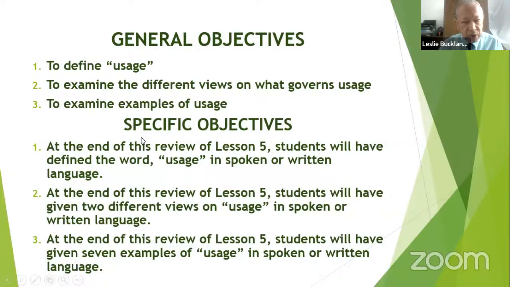The specific objectives are: 1, at the end of this review of lesson 5, students will have defined the word usage in spoken or written language. 2, at the end of this review of lesson 5, students will have given 2 different views on usage in spoken or written language. Number 3, at the end of this review of lesson 5, students will have given 7 examples of usage in spoken or written language.